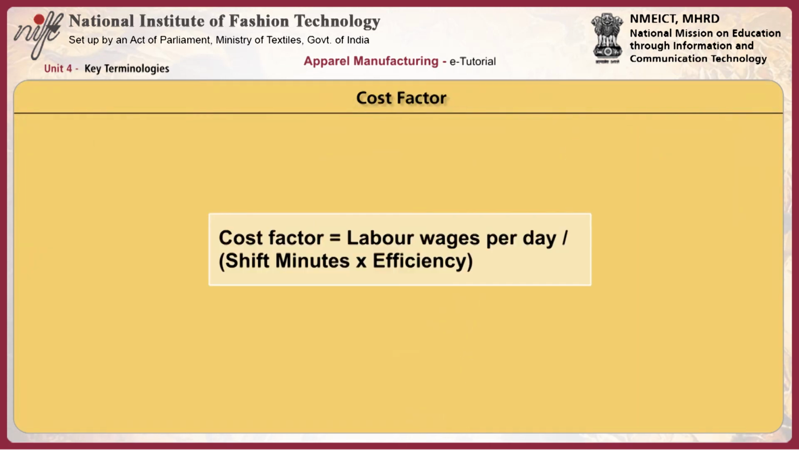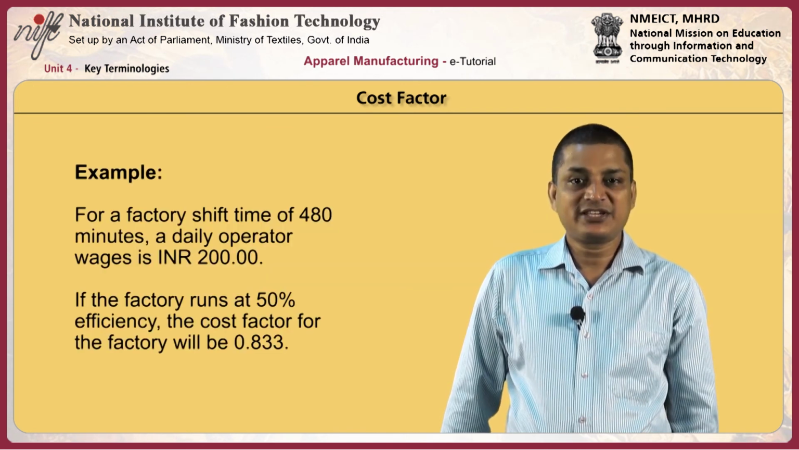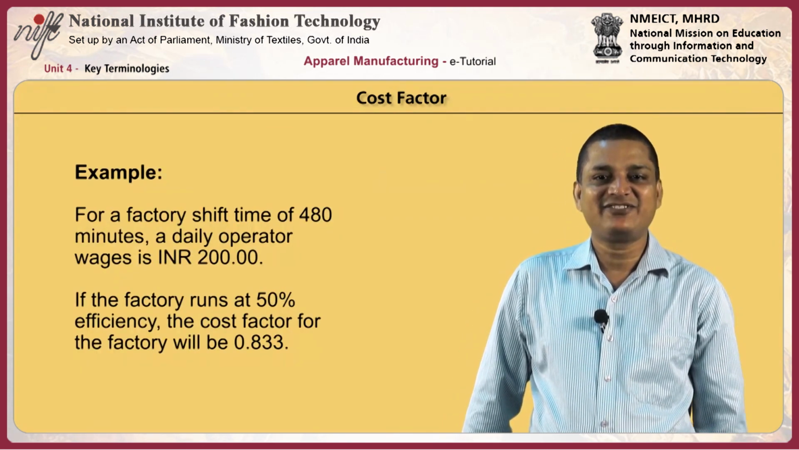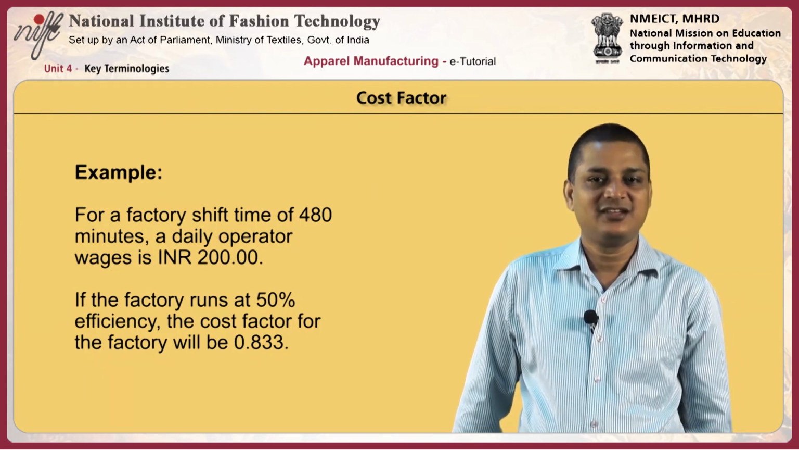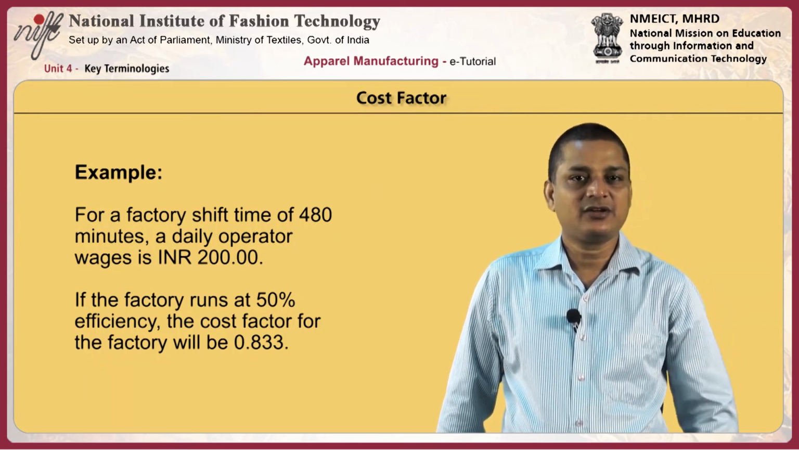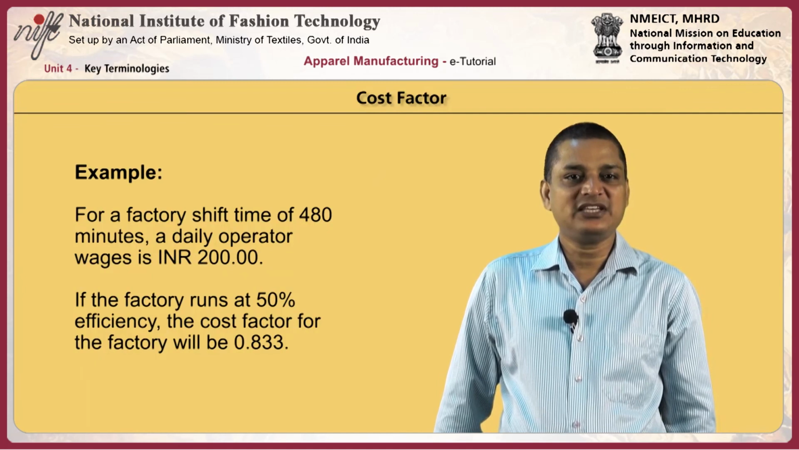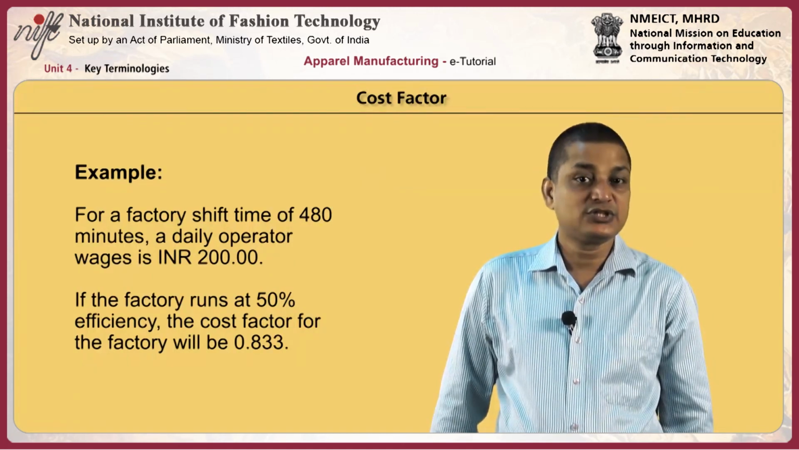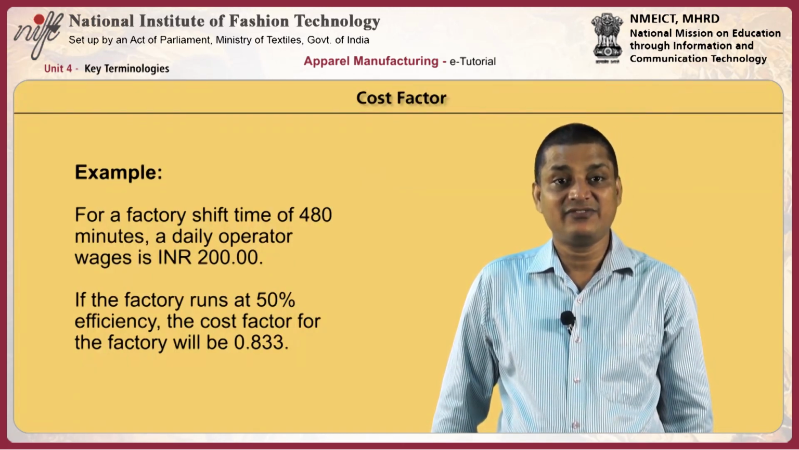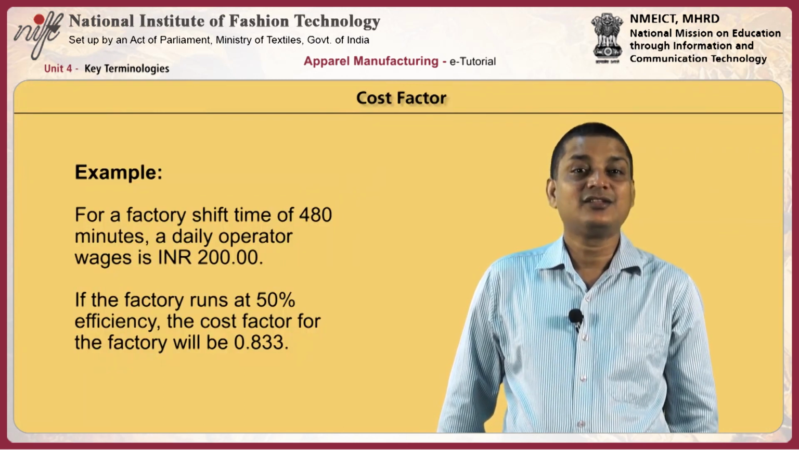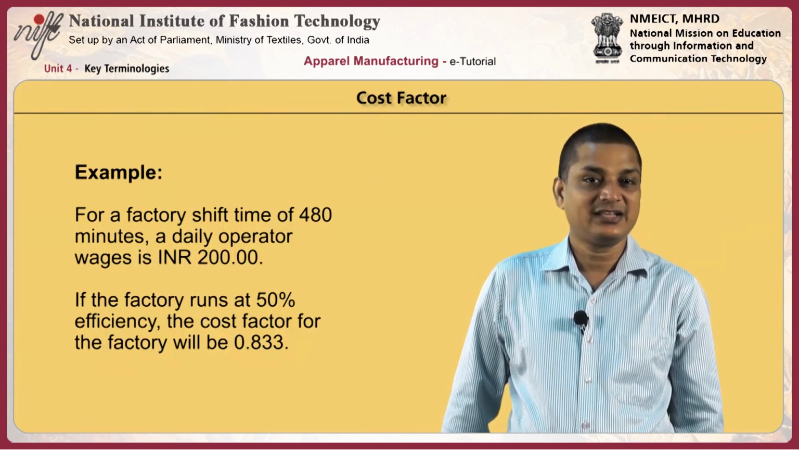Cost factor is equal to labor wages per day divided by shift minutes into efficiency. For example, for a factory shift time of 480 minutes, a daily operator wage is 200 rupees. So, if the factory runs at 50% efficiency, the cost factor for the factory will be 0.833.